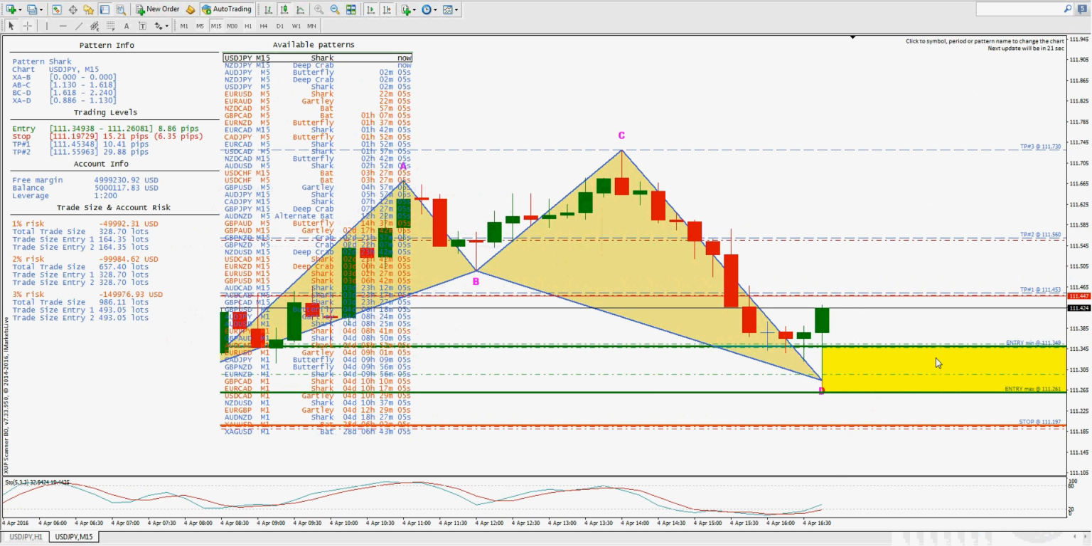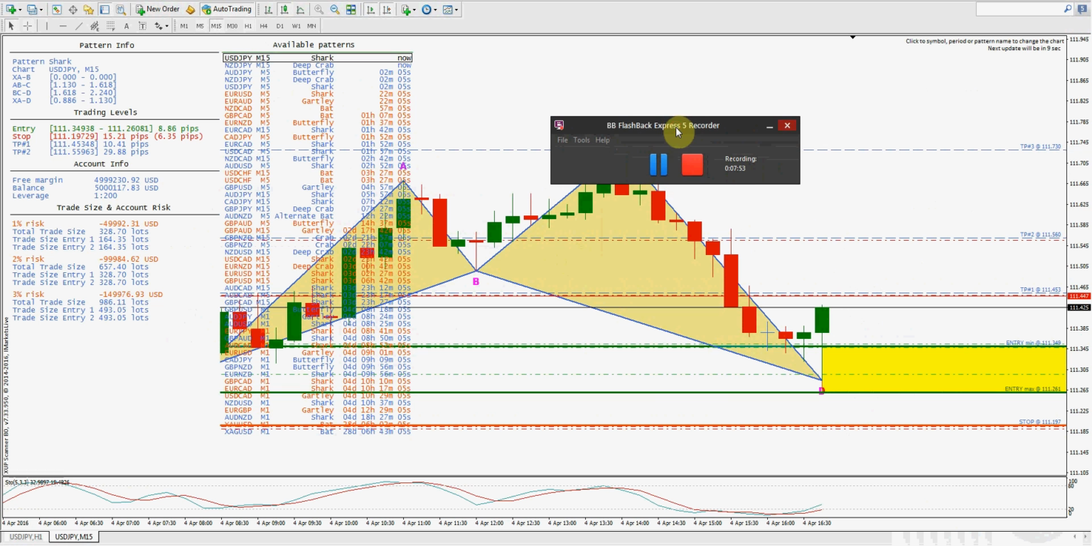About 2 pips away from hitting our first profit target. All right, we're now at 8 minutes. Let me go ahead and pause it. I'll be back hopefully once we get through that level.